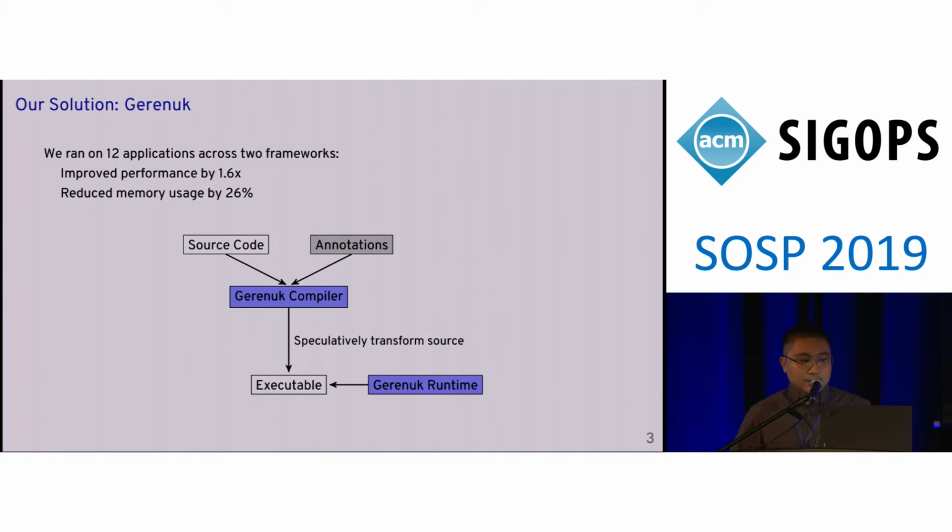Our solution is Gerenuk, which contains a compiler and a runtime. We speculatively transform the user's source code to remove all of these sources of object overhead. We ran across Spark and Hadoop and saw on average an improvement of 1.6x in runtime and a reduction in memory usage of 26%. Notice here that we won in both space and time, and we didn't make the trade-offs that the first two approaches I mentioned did.